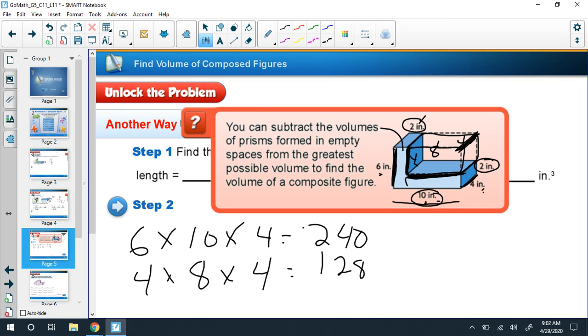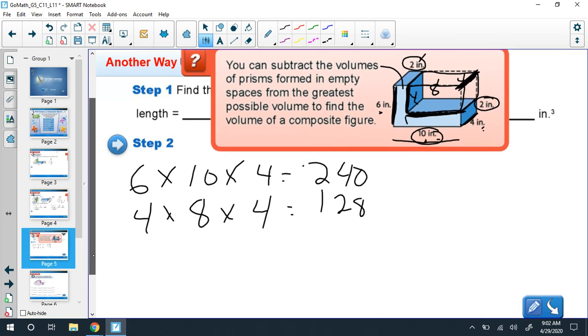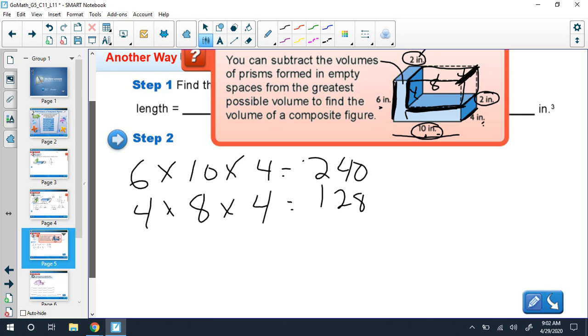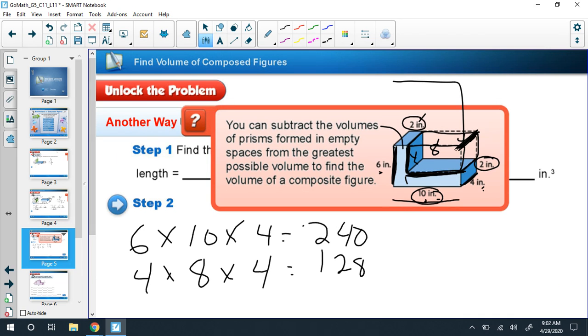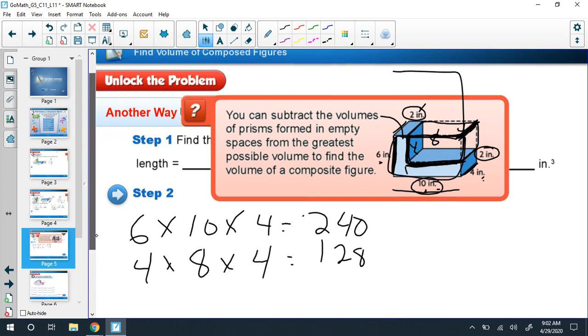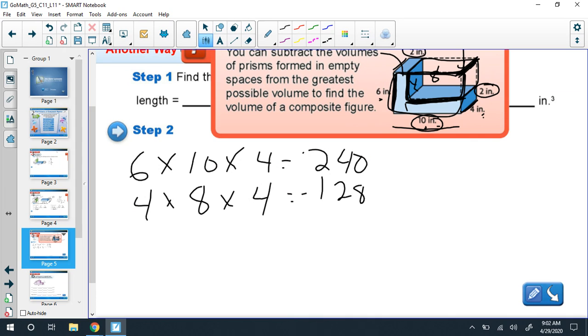128. Now what we're going to do is, instead of adding these numbers together, which is what we did on the last one because we had two pieces that we wanted to combine, here we have one big rectangular prism that we want to subtract the smaller rectangular prism from. So we get 240 minus 128. We do a little bit of regrouping. 10 minus 8 is 2, 3 minus 2 is 1, and 2 minus 1 is also 1.